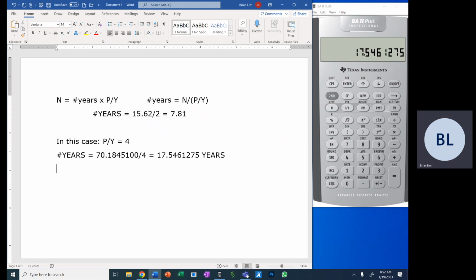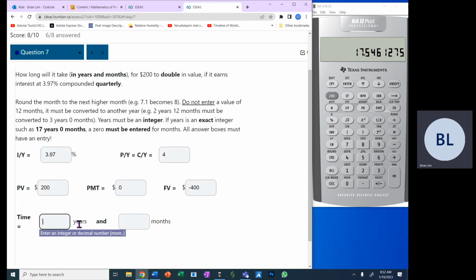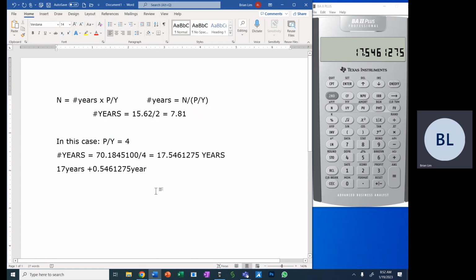So why don't we do something like this? Put it as 17, and then put 0.5461275. So we have 17 years. Let's put in the years in here. That's the years, and this is the part of a year. What happens is we have a whole number and a decimal part. So we can put in the number of years as 17 right there. But the decimal part is what we have to convert to months.